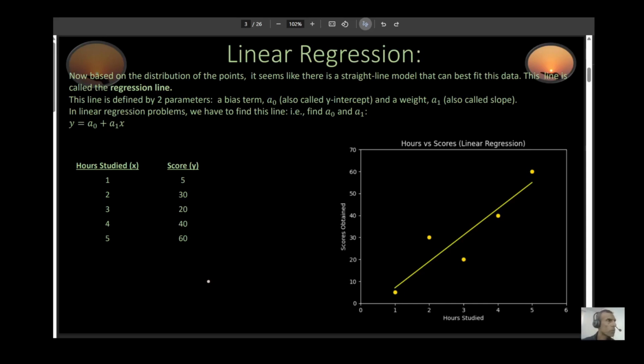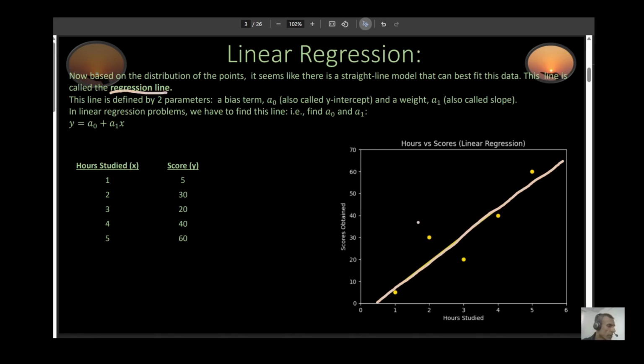Now, based on the distribution of these points, it seems like there is a straight line, something like this, that best fits the data. In other words, it tries to pass through every single point, but it cannot. But it kind of best fits this data. This line is called the regression line.